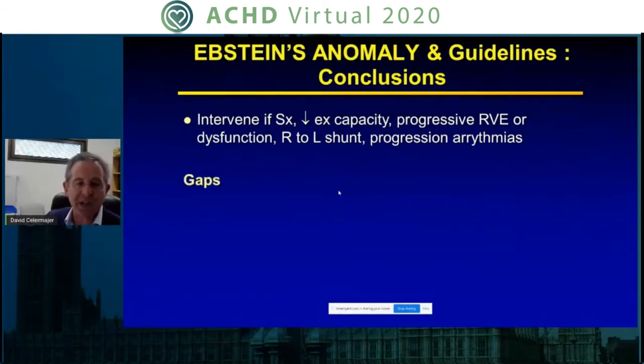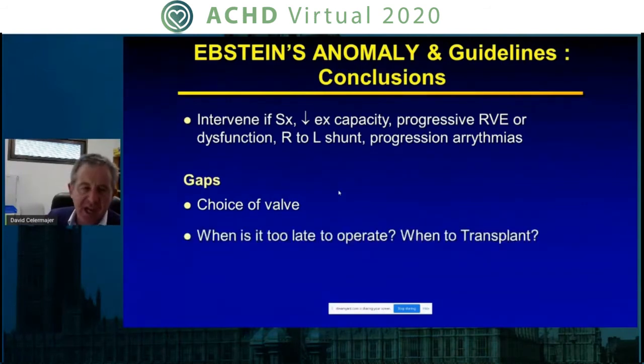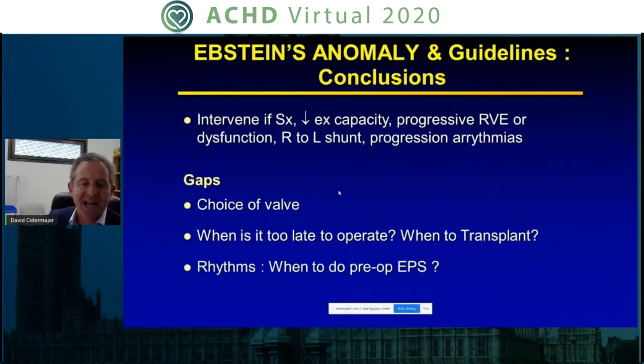What are the gaps in our knowledge? Well, the choice of valve is really an untouched area, but should be made from first principles, as we're all familiar with in adults with congenital heart disease, not all of whom would cope well with formal anticoagulation. It's still unclear when it's too late to operate or when to transplant. And it's still unclear when pre-operative EP study and RF ablation should be undertaken prior to surgery or even to delay the onset of surgery.